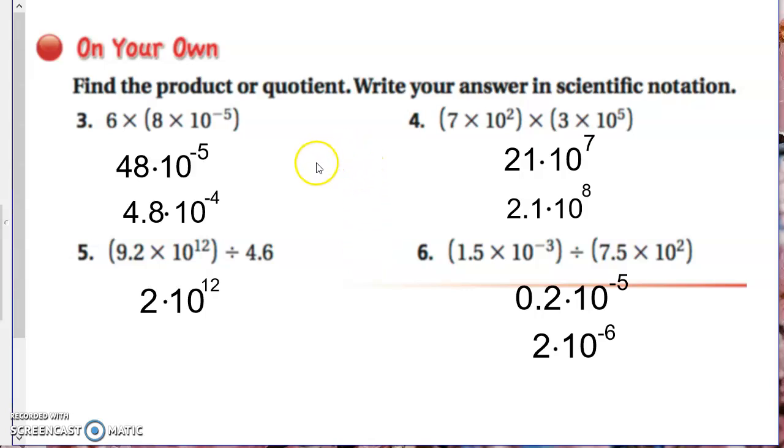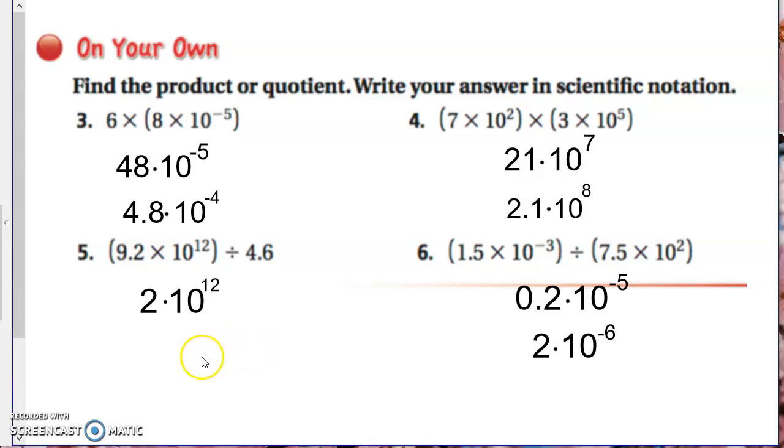All right, to check these ones. So for this one, I just multiply 6 times 8 and I get 48, and I keep my same power of 10, but unfortunately this is not a number between 1 and 10, so I had to move my decimal one more place, which gave me 4.8 times 10 to the negative 4th power. This one, 7 times 3 is 21. I add the exponents there, that gives me 10 to the 7th. Well, I need to move this decimal one more place, which means I should get 2.1 times 10 to the 8th.